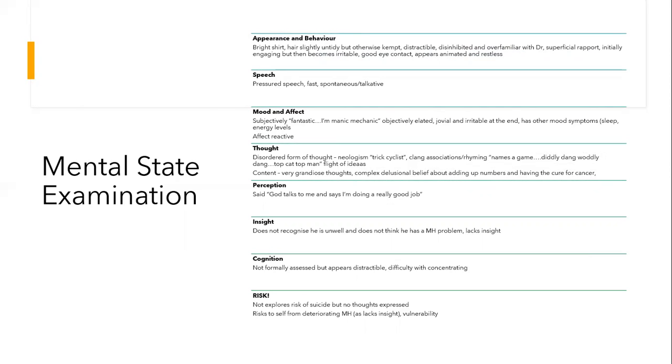So if we start off with the appearance and behaviour, I'd write something like dressed in a brightly coloured stripy shirt, hair appears slightly untidy, but otherwise appears kempt and clothing appears clean. He appears older than his stated age of 36. He appears distractible and disinhibited and over-familiar with the doctor.